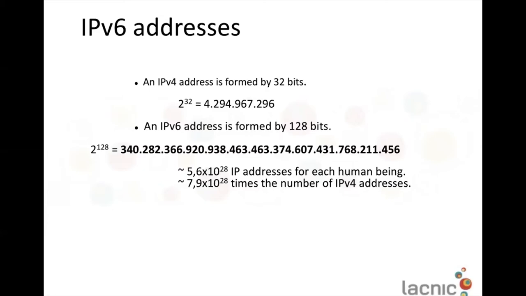Now, with IPv6, you have 128 bits, which is a very, very big number. As you can see, there are so many addresses per human being. Some people compare the IPv6 addresses with the amount of sand that exists in the Sahara Desert. So there are so many. At this moment, we do not need to worry about IPv6 exhaustion, as in IPv4, that we are very concerned about now. And there is a topic that Sergio addressed in the previous section.